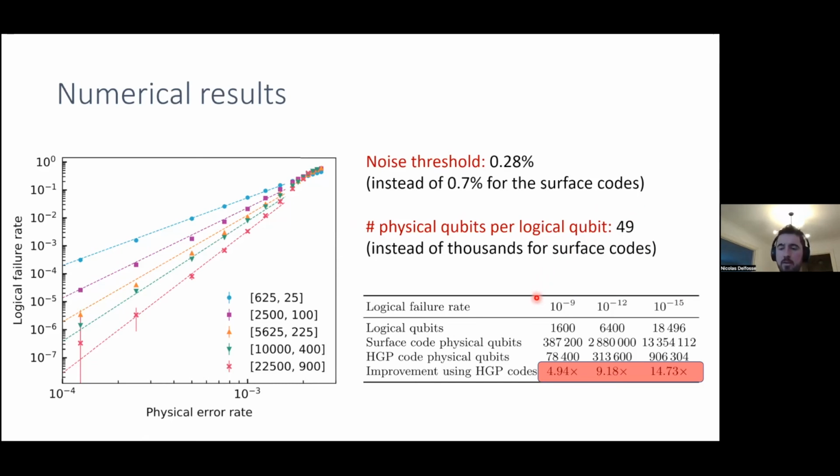And if we look at the number of physical qubits we need to achieve a given logical error rate, depending on the application you want to run, you may want a logical error rate of 10 to the minus 9, minus 12, minus 15. Minus 15 is for chemistry, for instance. So if you want to run a chemistry simulation that requires a logical error rate of 10 to the minus 15, you will use about 15 times fewer qubits with this family of codes than with surface codes. So you have a significant saving in terms of number of qubits using LDPC codes, using quantum LDPC codes.